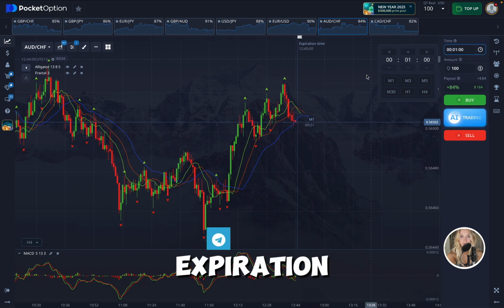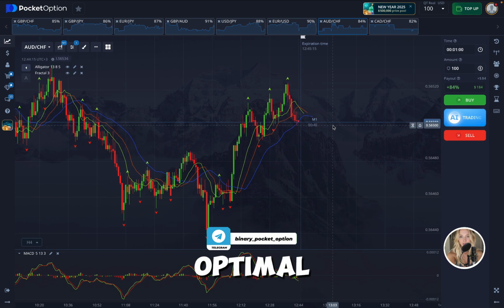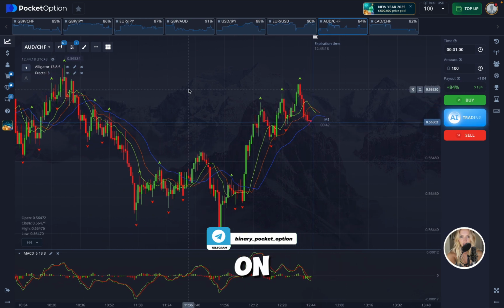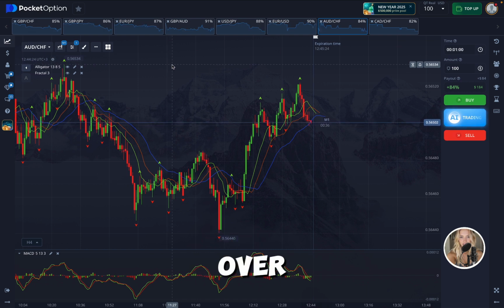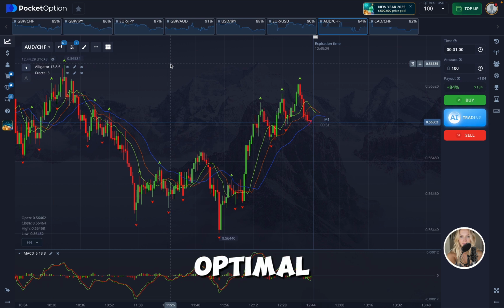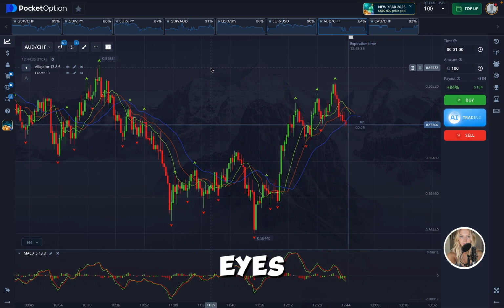You can set the expiration time in this window, which is called Time, and choose the most optimal time for your transaction based on your strategy. I have already conducted a market analysis over the last period of time, and all the currency pairs with the most optimal movement patterns and payout percentages are presented before your eyes.